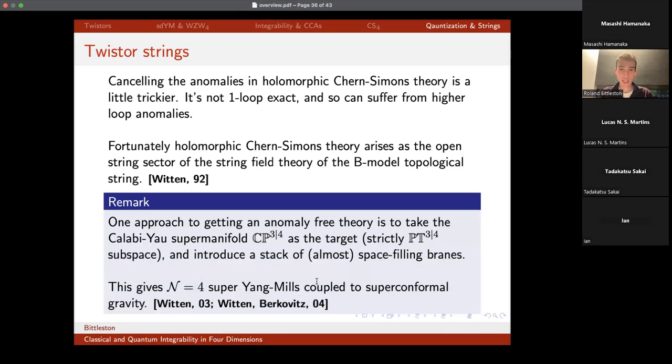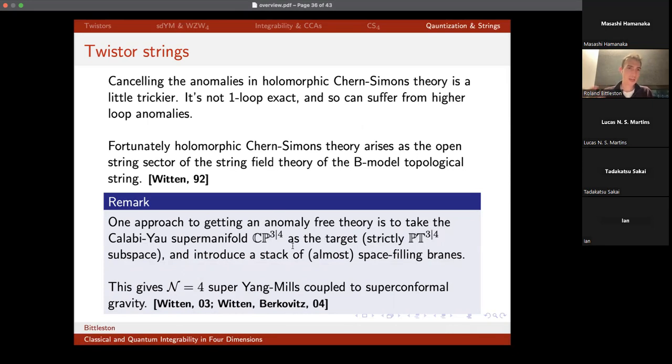Fortunately, you can get some control in holomorphic Chern-Simons theory because it's the open string sector of the B model. That tells you more about the theory than you might otherwise have. The first example of using holomorphic Chern-Simons theory to get a consistent theory on twistor space was this work of Witten, followed up for the closed string sector by work of Witten and Berkovits. This is the paper on perturbative gauge theory as a string theory in twistor space, and they take the target space to be CP^3|4, or really PT^3|4, just the subspace of it.